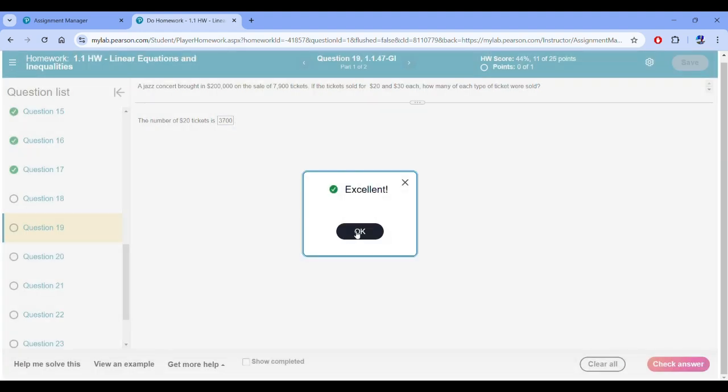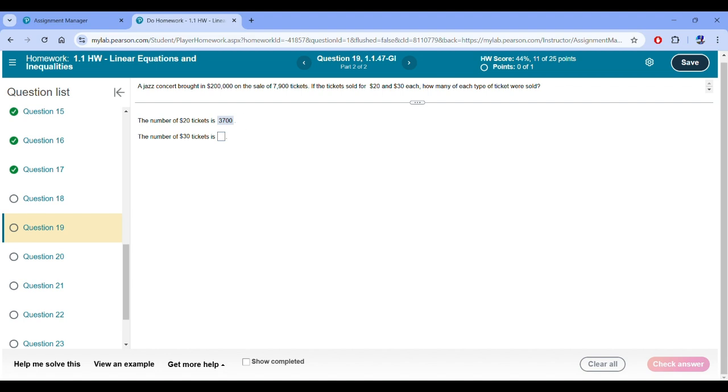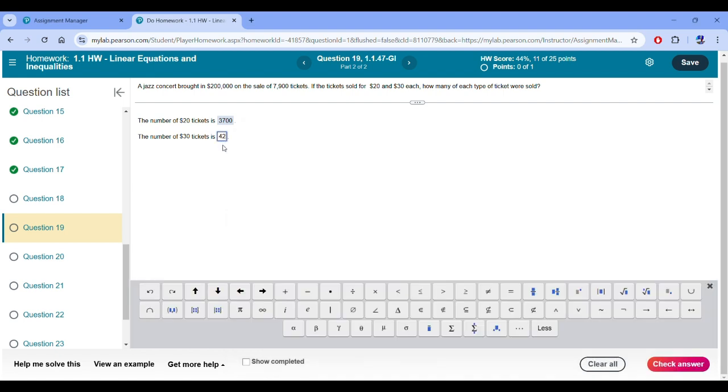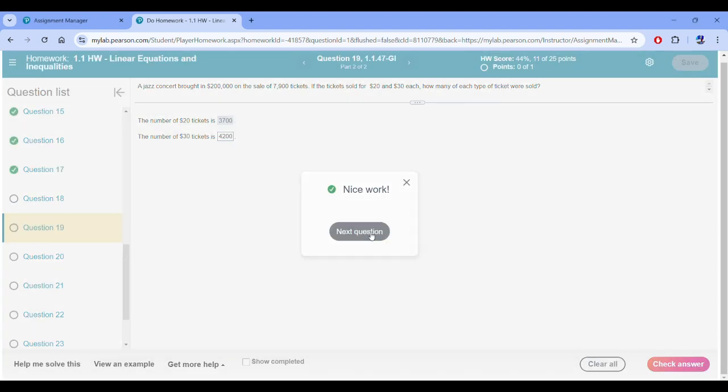I'm here to help you get questions right, ladies and gentlemen. I don't want you to think of me as someone that is grading you. I want you to think of someone that is here to help you get every question right in this class. So I hit OK. And obviously, if I go back to Desmos, it will tell me that the 4,200 tickets were sold. 4,200. There we go.